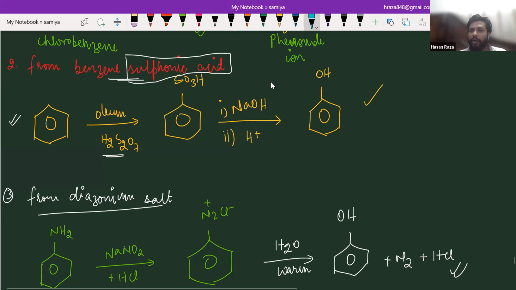With this benzene sulfonic acid we react NaOH first, then phenoxide ion forms in the same way as in the previous method, benzene O minus Na plus, and then that will be treated with HCl or acid. So with that O minus, H plus will go and then form phenol. I think this is clear too. Please let me know when you are done with this.